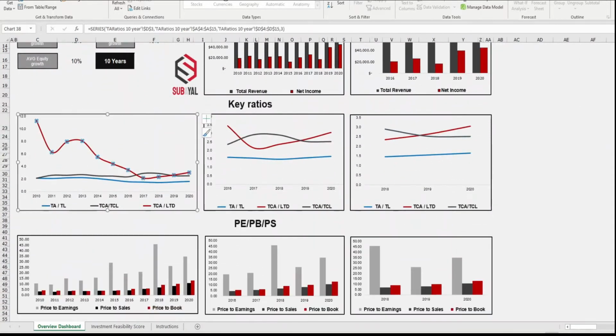The total assets over total liabilities, we can see the blue graph. It always stayed above 1, which is quite good actually. And it shows that the health of the company is okay. Also, the total current assets over total current liabilities, again, this graph has always stayed above 1, which shows that the total current assets are always more than the total current liabilities. Same is the case for total assets and total liabilities, by the way.